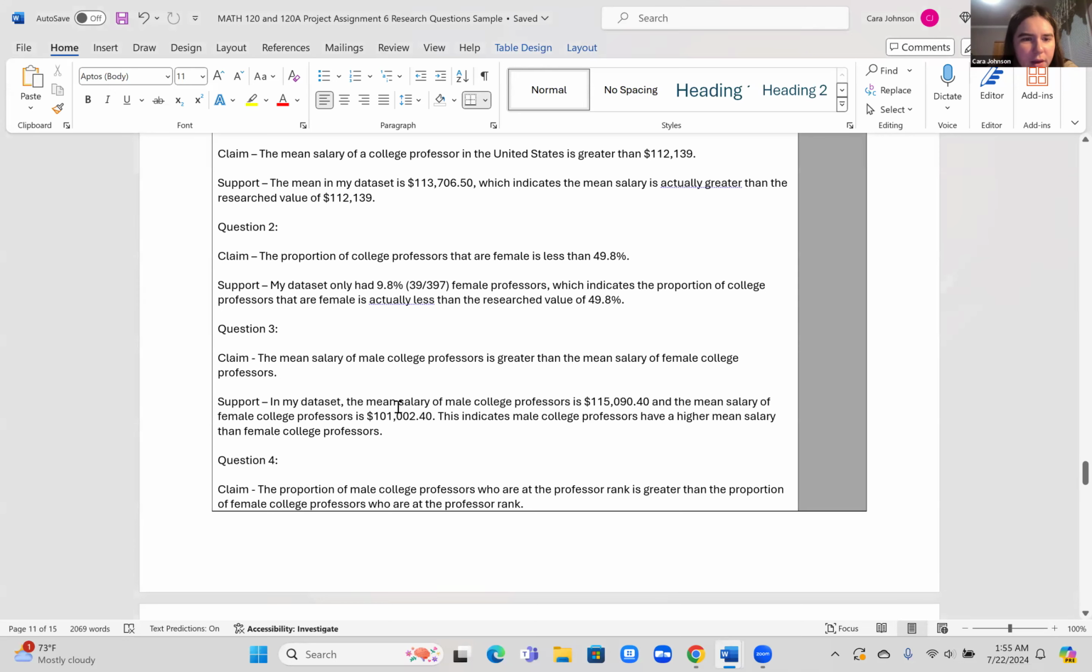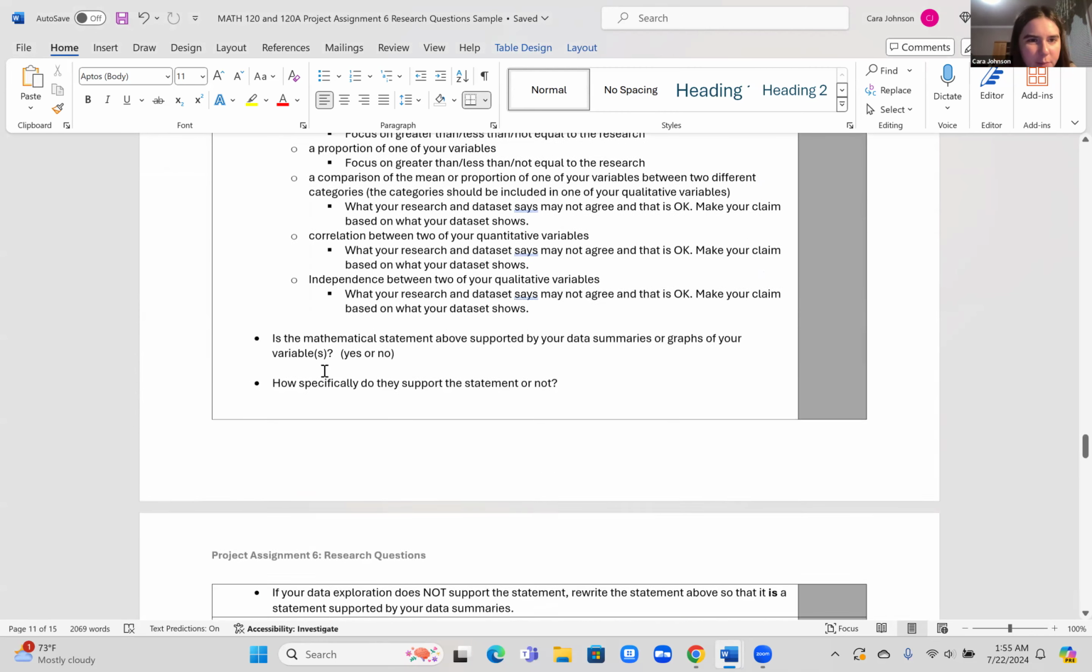So in my data set, the mean salary of male college professors is $115,090.40, and my mean salary of females was only $101,002.40. That tells me that males are making more than females. So that's going to be my claim. My research also backs that up, but this is more about the data, unless you're doing a single mean or proportion.